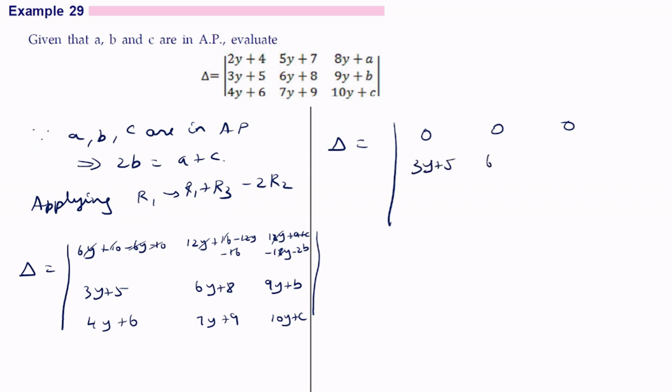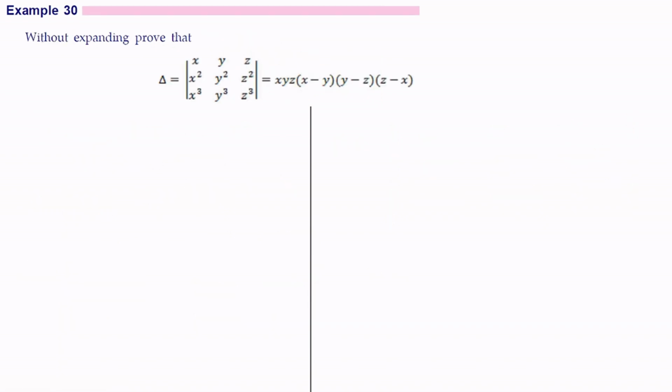3y plus 5, 6y plus 8, 9y plus b, 4y plus 6, 7y plus 10, 10y plus c. So the value of this is 0 since one entire row is 0. Moving on to the next question.